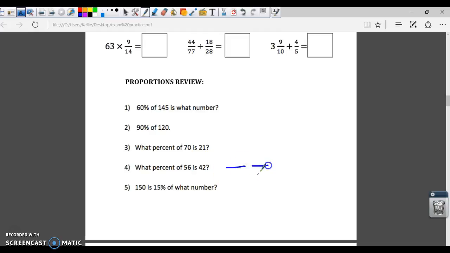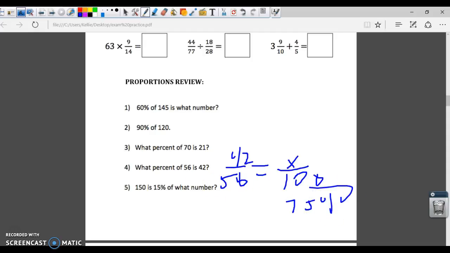Okay? This one, what percent? So there's an x again, 40% of 56 is 42. Cross multiply, 42 times 100. And divided by the 56, you get 75. So that one would equal 75%.